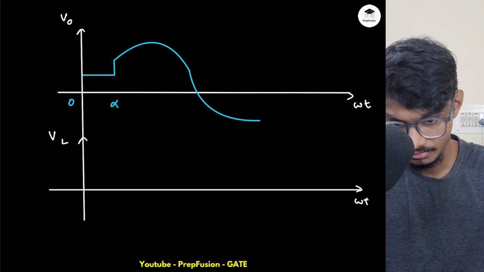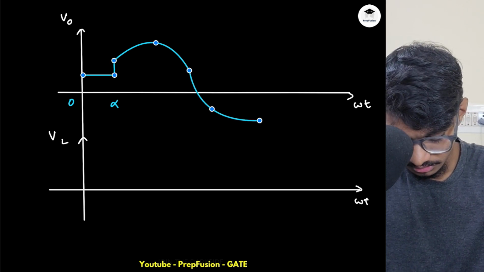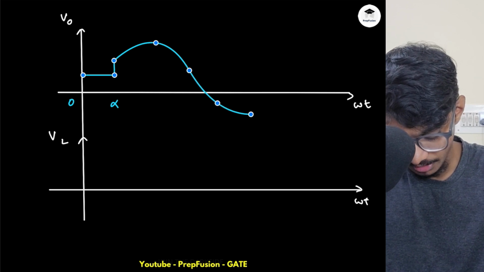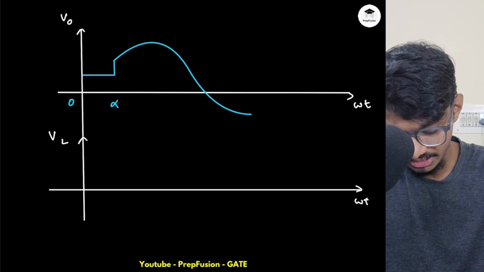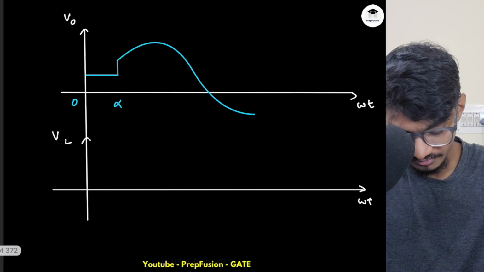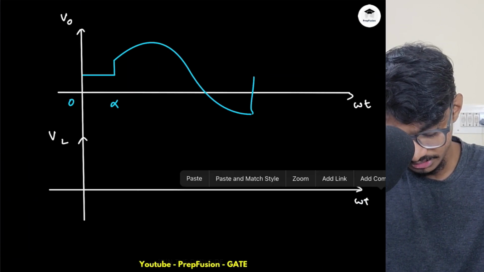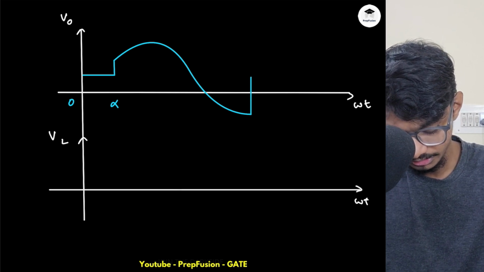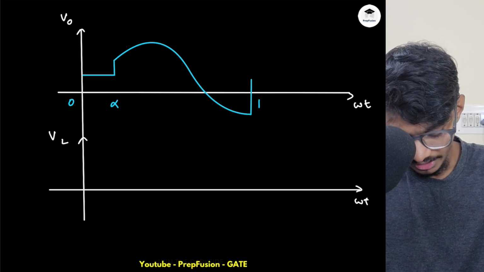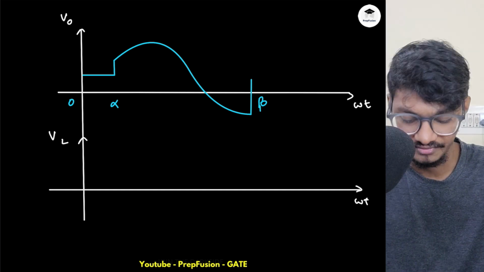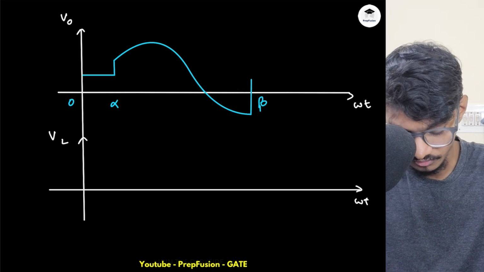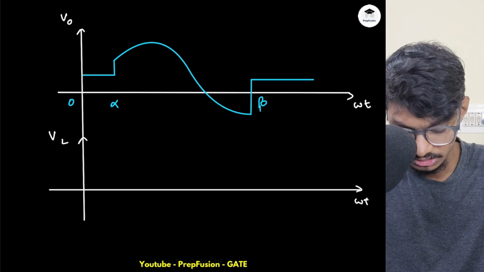Okay, and this drawing won't be that perfect, but just bear with me. Suddenly what will happen is that angle beta will come. Here they have given us 240 degrees. I'm just drawing this without the exact variable names. So this is the angle beta, where the SCR turns off. If the SCR turns off, the output voltage will simply be equal to E. Whenever SCR is off, the output voltage is always equal to E.